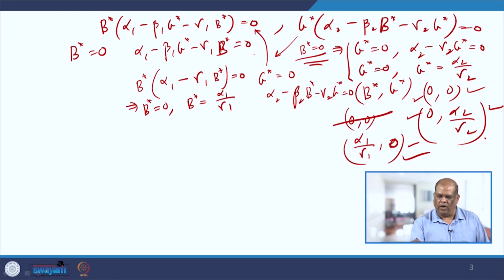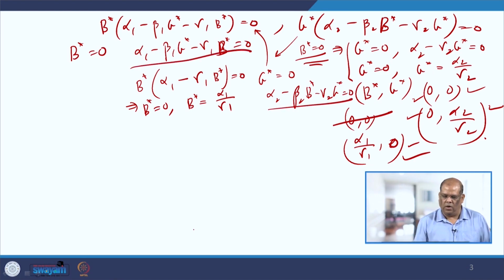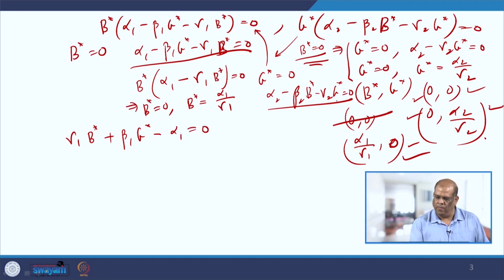The final one will come from solving this and this equation. So, we write them as gamma 1 b star plus beta 1 g star minus alpha 1 equal to 0, and beta 2 b star plus gamma 2 g star minus alpha 2 equal to 0.